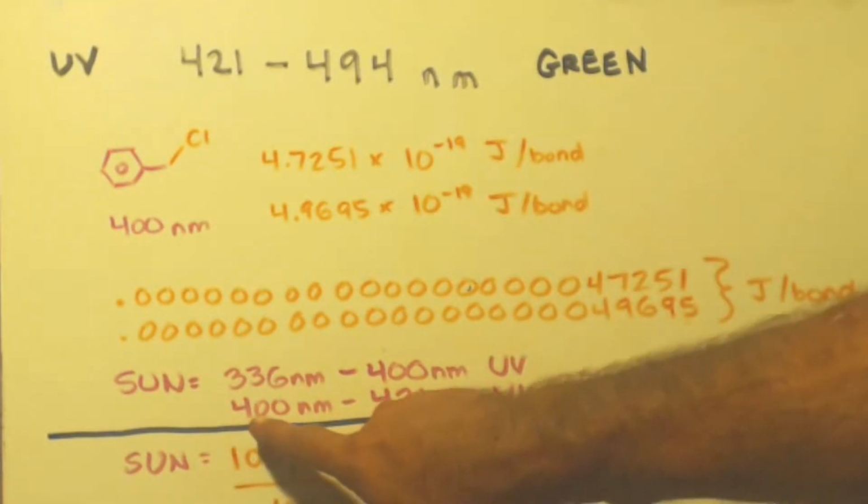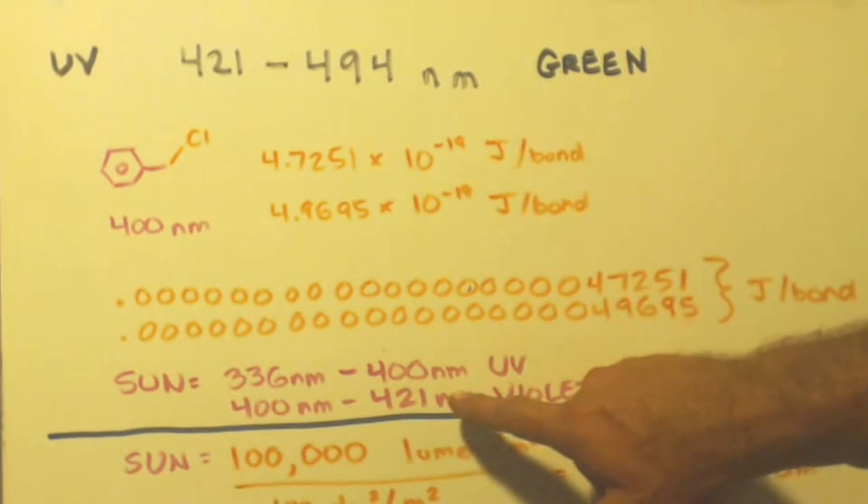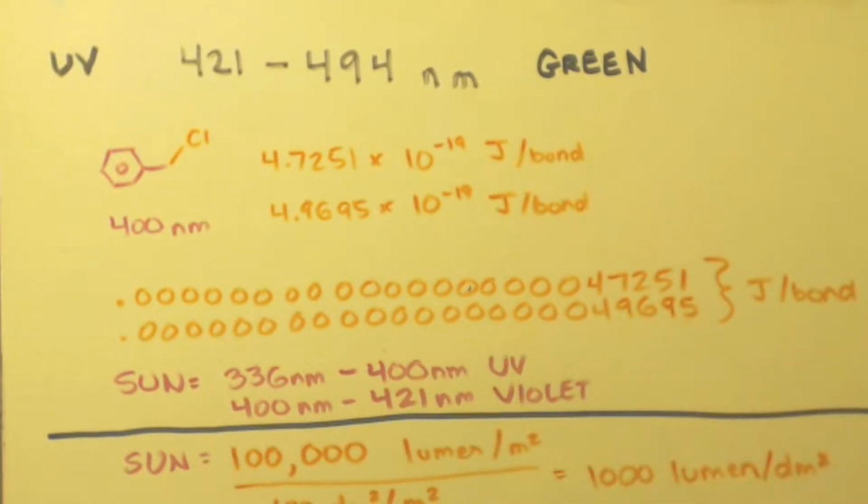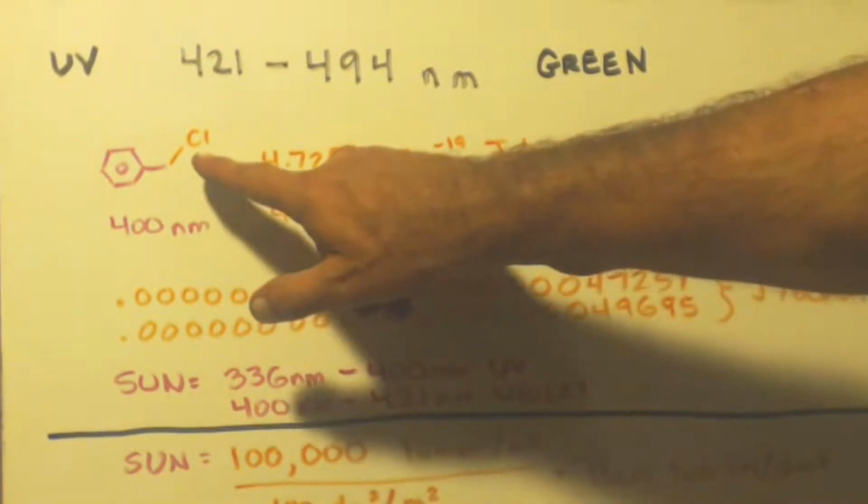And also keep in mind that 400 to 421 nanometers, which is mostly violet light, if not all violet light, will also break these bonds, right?